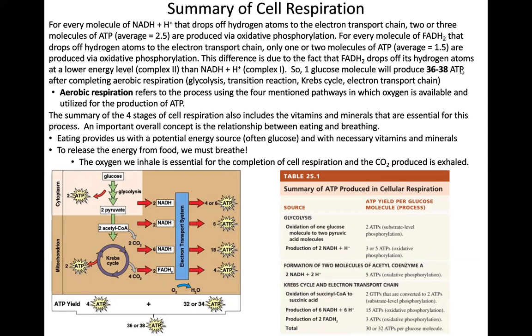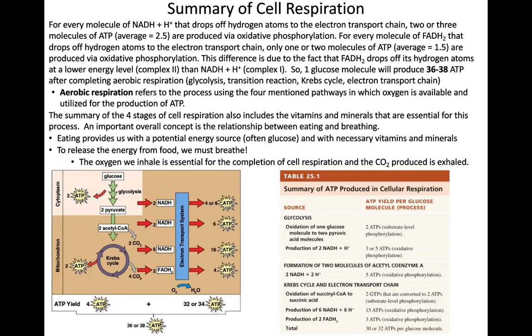Total sum. My goodness. All those 4 steps: glycolysis, transition reaction, Krebs cycle, electron transport chain. That's what we call aerobic respiration. Using oxygen, producing ATP using those 4 mentioned pathways.